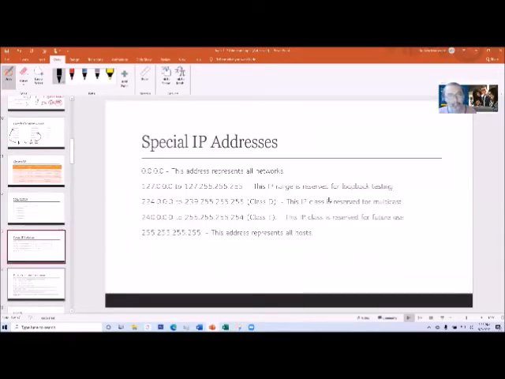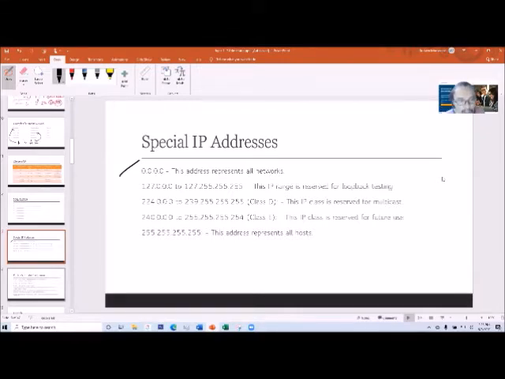Okay, we are now at the special addresses. Aside from the IP addresses that we are using and the network and broadcast addresses, we also have what we call special addresses. Special addresses such as 0.0.0.0. This is an IP address, but this type of IP address represents all networks. That's why it is 0.0.0.0, because there's no specific network there. So it represents all networks.